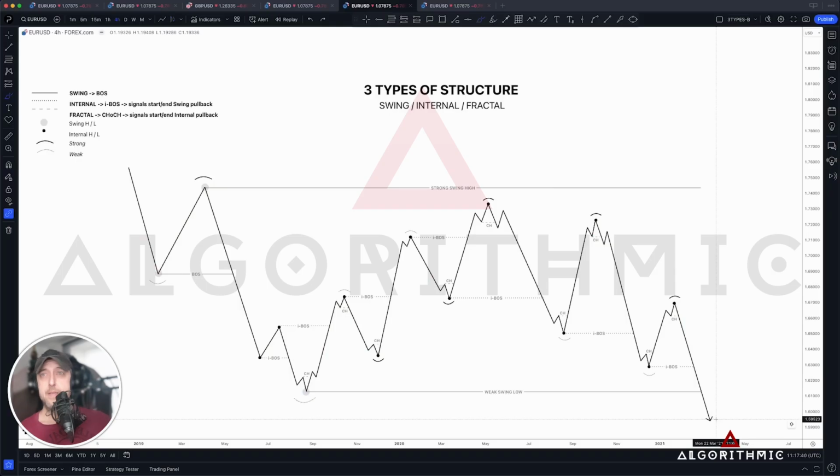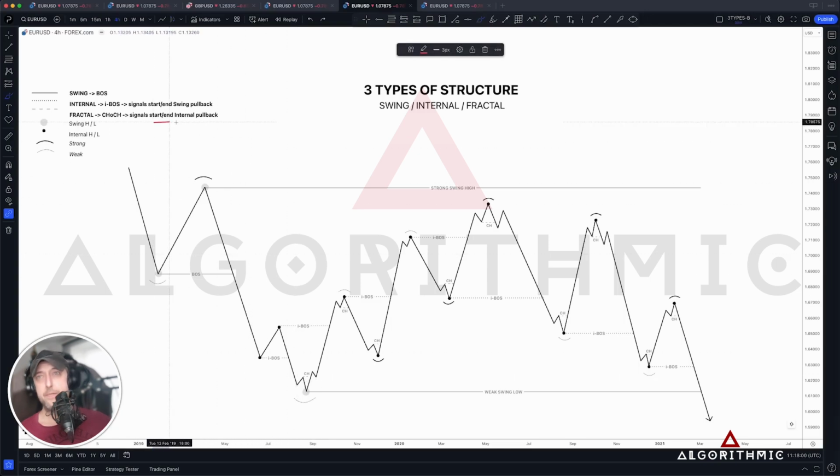Now, there is the third layer of structure, and this is what we call fractal, which is actually the lower time frame, with very little price movements. And this is the most aggressive type of structure. M5, M3, and M1 can give you a lot of signals, but they can give you a lot of false signals. You've got to be careful with this stuff.